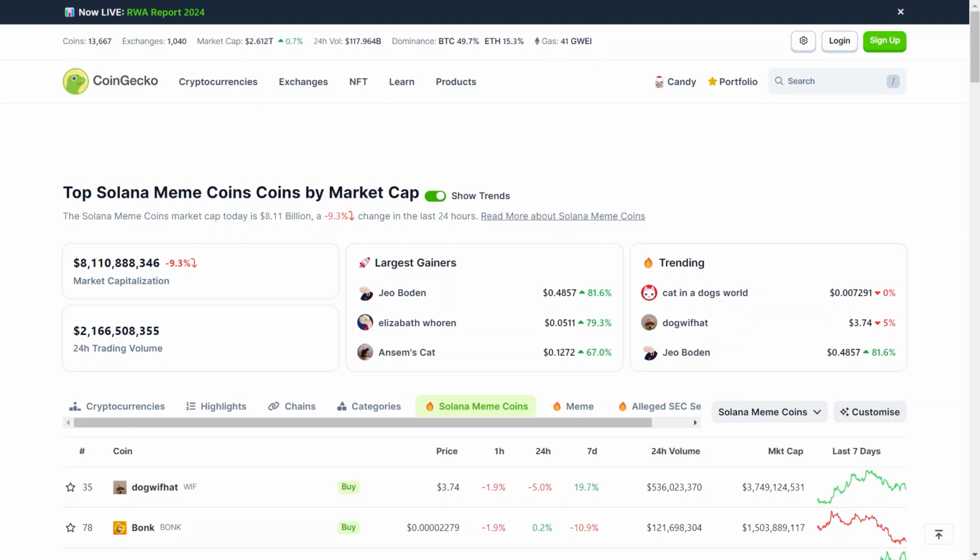After purchasing the Solana meme coins, consider transferring them to a secure wallet for long-term storage. Some exchanges support Solana wallets, or you can use a compatible Solana wallet such as Solflare or Phantom.